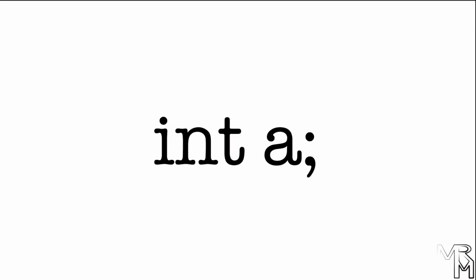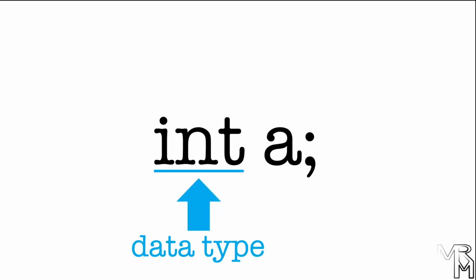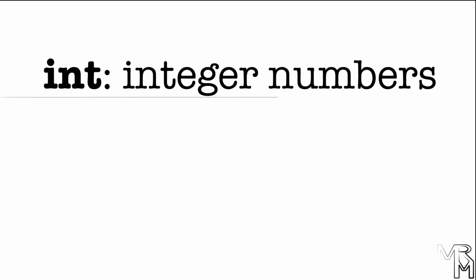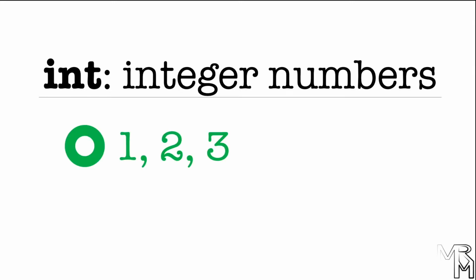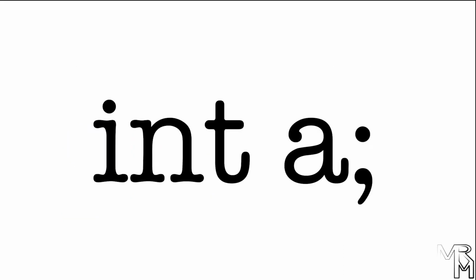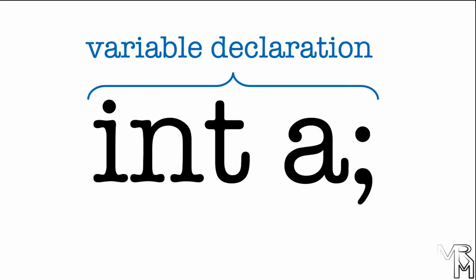To introduce a variable in a C program, we need to specify the data type of the variable and the name of the variable. In this video, we will only use variables of the type int that is used to store integer numbers, numbers that do not have a fractional part, numbers that we use to count things like 1, 2, or 3. 1.5, for example, is not an integer number because it has a fractional part, 0.5. What you see on the screen now is called variable declaration.